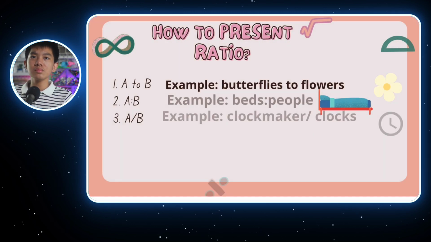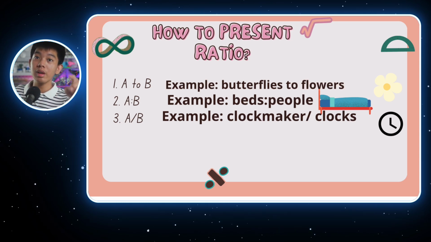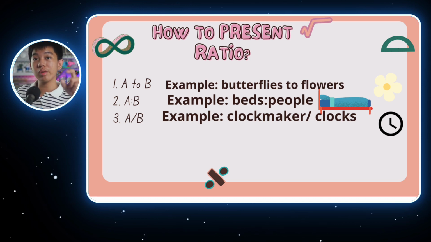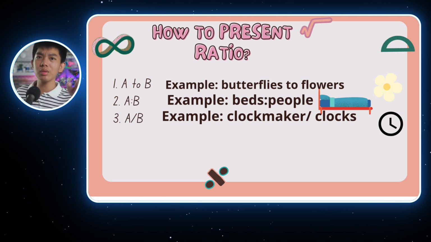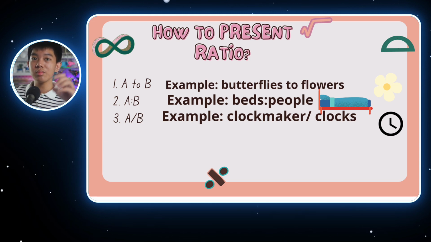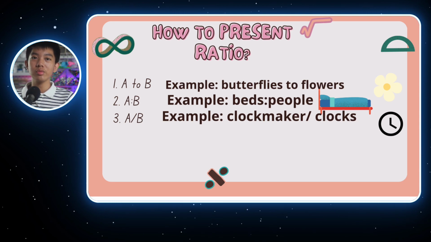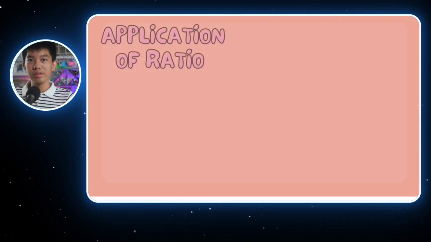Now, how do we present ratios? There are three ways to do it. Either do it A to B, like butterflies to flowers, A and B with a colon in the middle, like beds to people, or you write a slash in between them, like you would when writing a fraction on a computer. Also, to your right, you'll see real-life examples of these.